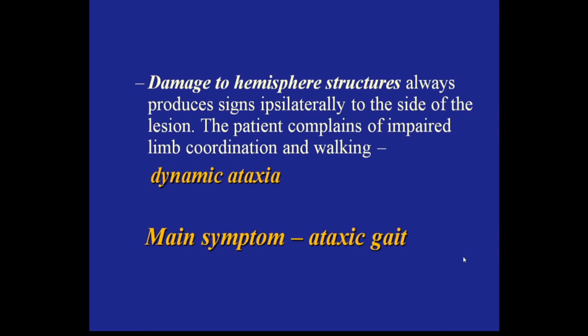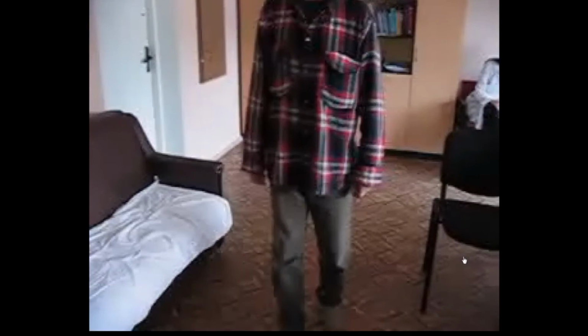Damage to hemisphere structures always produces signs ipsilateral to the site of lesion. The patient complains of impaired limb coordination and walking. Dynamic ataxia. Main symptom is ataxic gait. In this gait also doesn't matter with open eyes or closed eyes. This is our patient with cerebellar ataxia, swaying, reeling, unsteadiness during walking.